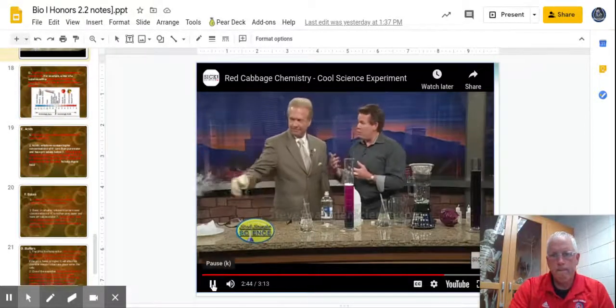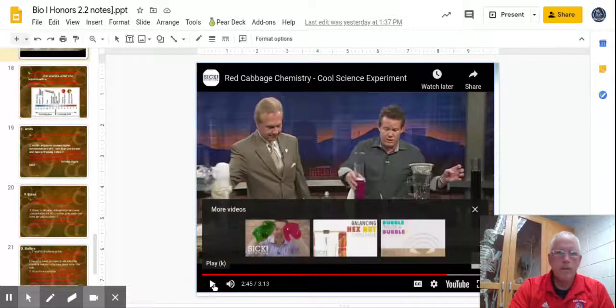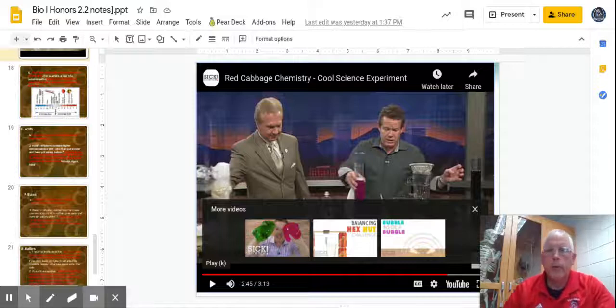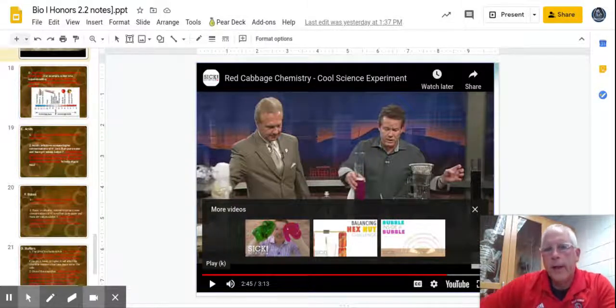And if they're checking the pool, for example, they use indicators. So you can see right there, we're going to use some indicators. We may do that. If I get inspired, I may make some of that red cabbage juice this weekend, and that might be one of the stations I show you on Monday.